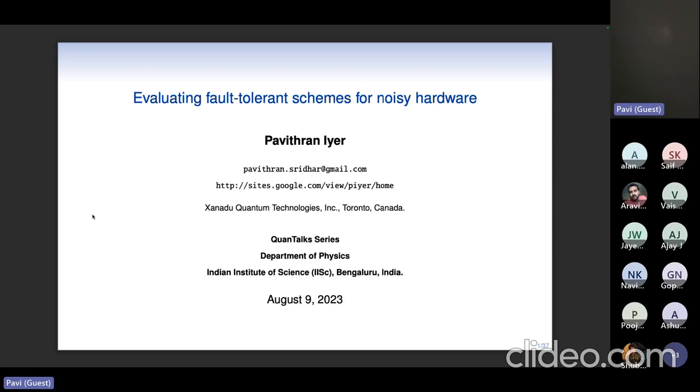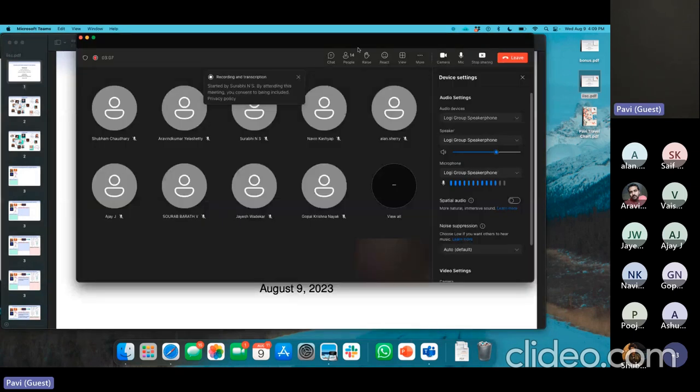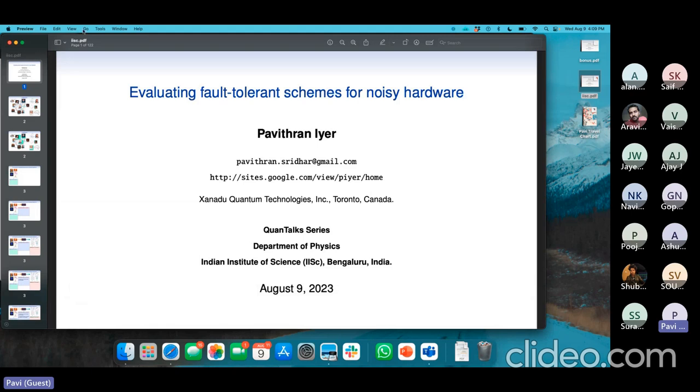Seminar. We are happy to have Pavithran Iyer from Xanadu Quantum Technologies in Toronto. And he's going to tell us about fault-tolerant schemes for practical hardware, which he has been working on.